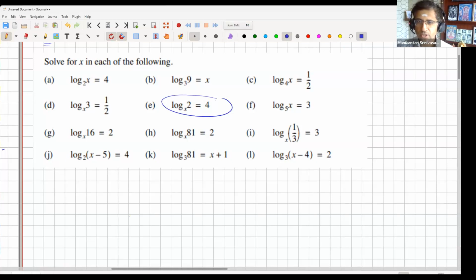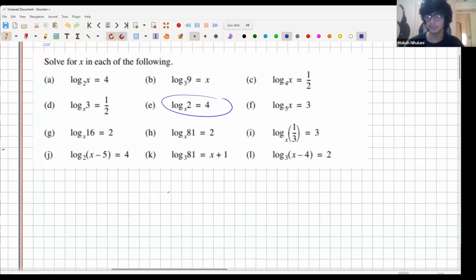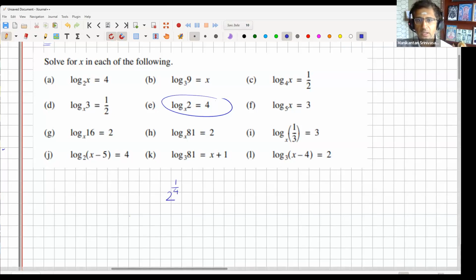Okay, Moksh, since you raised your hand, take it. What's the answer? 2 raised to 1/4. So 2 raised to 1 upon 4 whole power 4. We can check, right? If it indeed is that, then 2 power 1 by 4 whole power 4 is indeed 2.